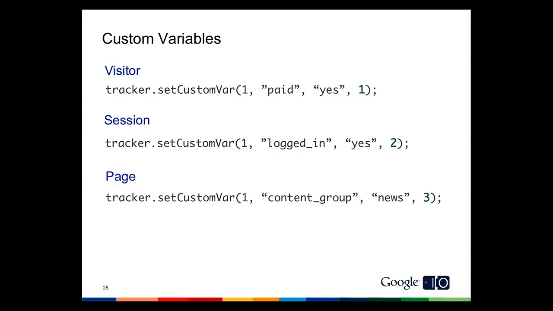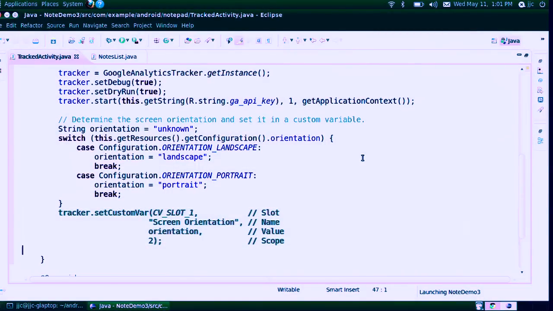OK, thanks, Nick. Again, we're taking our Notepad sample application, and we're adding some custom variable support here. Here I'm showing you the code in our tracked activity class. You can see at the beginning, we're setting up our tracker like before. And then we're determining the orientation of the device. And then finally, you can see we're doing our setCustomVar call. We're using slot 1. The name for this custom variable is screen orientation. And the value is going to be the orientation that we determined above. And we're going to give it a session scope, which is 2.